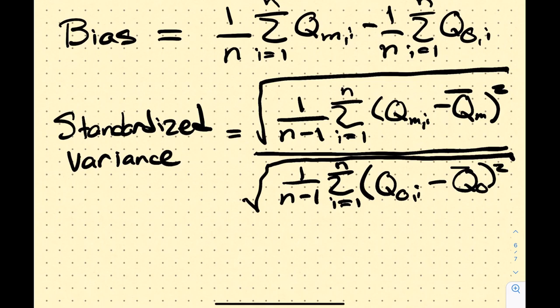Now let's look at this in the context of, okay, what are the units of this metric, this measure of error? Well, it turns out that these are going to be dimensionless, right?